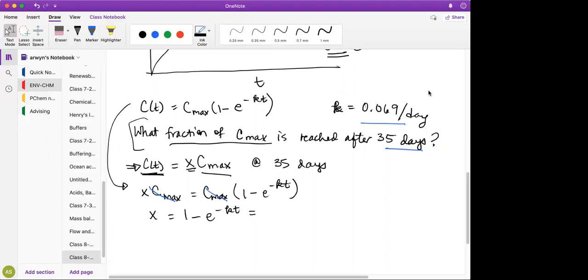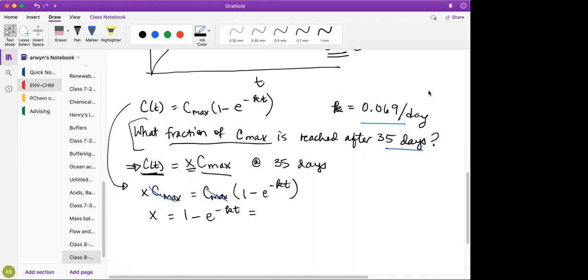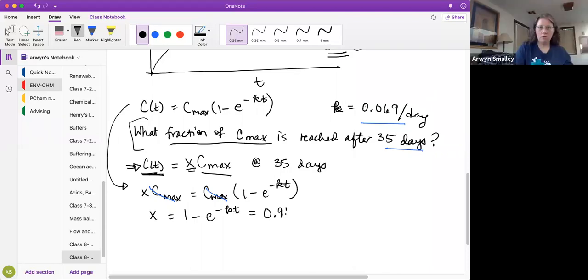I don't know if that's right. Is it less than 1? It's like 0.91. I got 0.91. Yeah. Cool. Sounds like we would have at least two people.